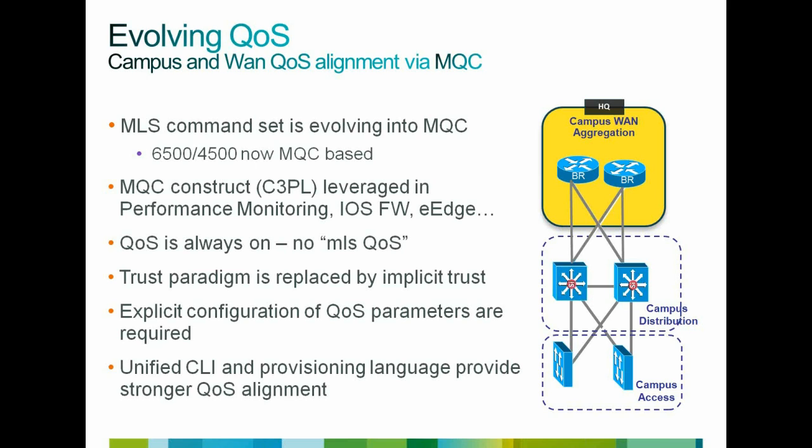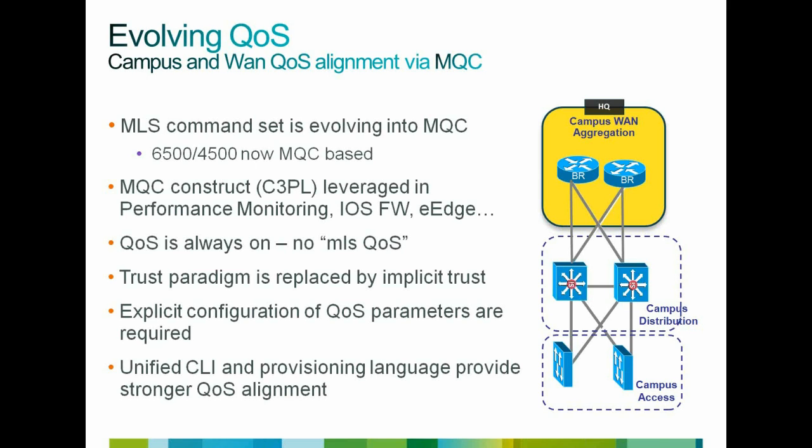This construct is not just focused on quality of service, but it's called C3PL internally, which is Cisco Common Provisioning Language. Basically, it's Cisco's common provisioning language that allows us to classify and create policy maps, class maps in a structured fashion. So we can do this across not only the 4K and the 6K today in the SUP 2T, but also the ASR, ISR, and we're extending C3PL to things like performance monitoring, IOS firewall, and e-edge. So this same construct is used throughout all of these features.